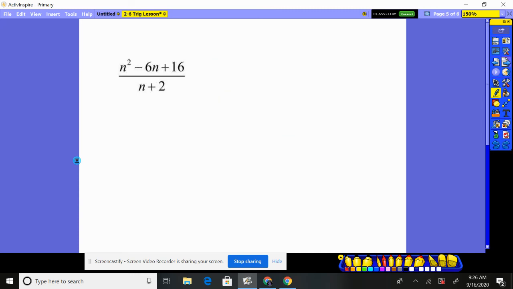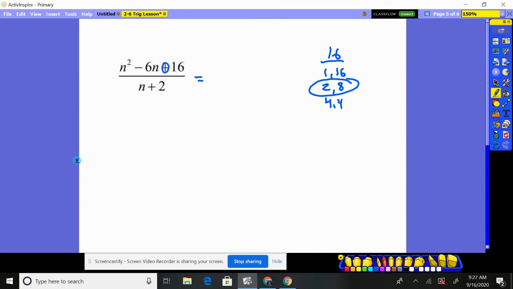Well, what about this guy? Well, we factor the top. What multiplies together to give you 16, yet gives you a negative 6? Well, let's see. 16: 1 and 16, 2 and 8, 3 and nothing, 4 and 4. And what has a difference of 6? This guy.